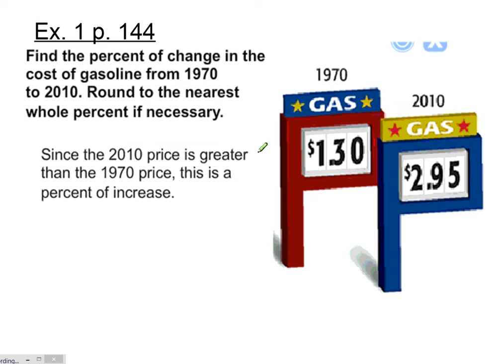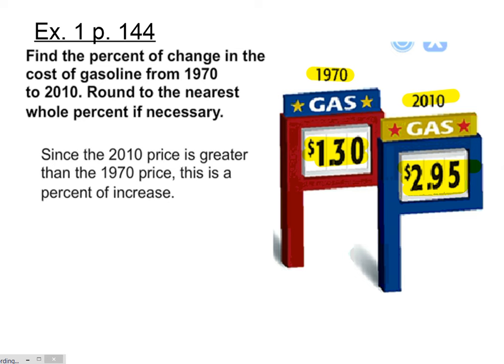Example 1 on page 144 reads, find the percent of change in the cost of gasoline from 1970 to 2010. Round to the nearest whole percent if necessary. So looking at the two prices here, in 1970 gas cost $1.30. 40 years later, in 2010, gas went up to $2.95. That's quite an increase. So we need to find the percent of increase because the original amount has, it looks like, more than doubled.